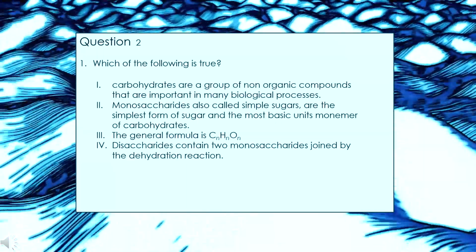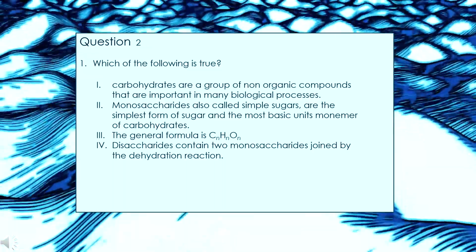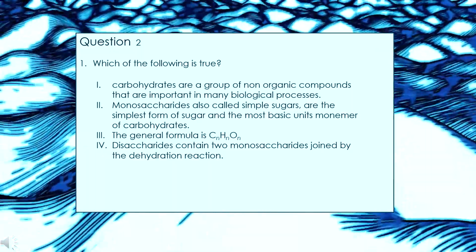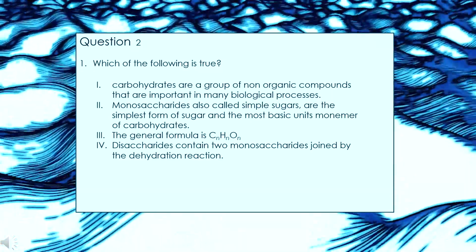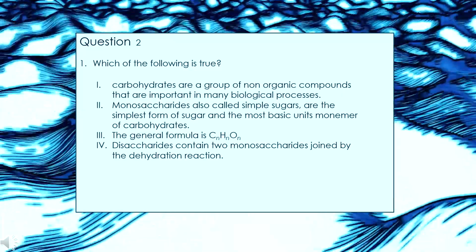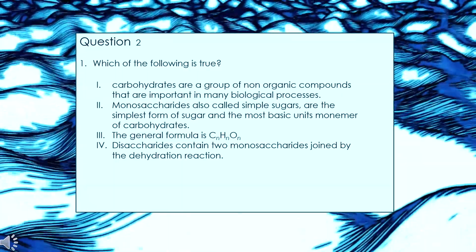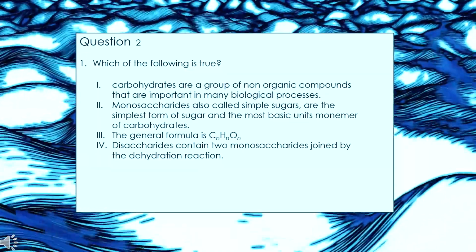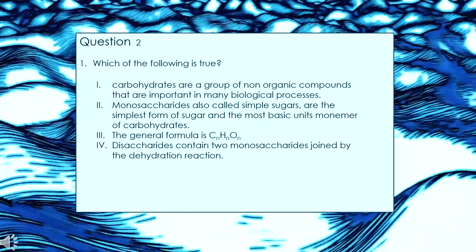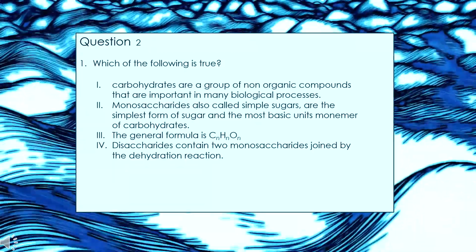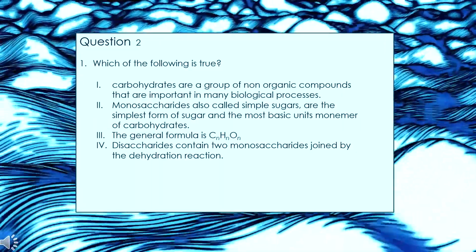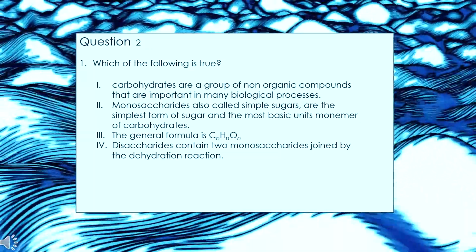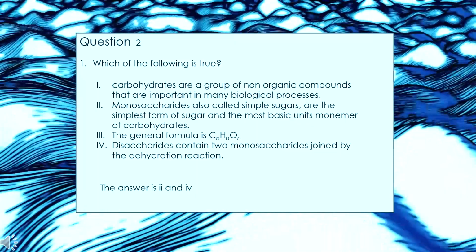Okay, for the second question, which of the following is true? First, carbohydrates are a group of non-organic compounds that are important in many biological processes. Second, monosaccharide, also called simple sugar, is the simplest form of sugar and the most basic unit, monomer, of carbohydrates. Third, the general formula for carbohydrate is CnHnOn. Fourth, disaccharide contains two monosaccharides joined by the dehydration reaction. Which of the following is true? Okay, the answer is second and fourth.